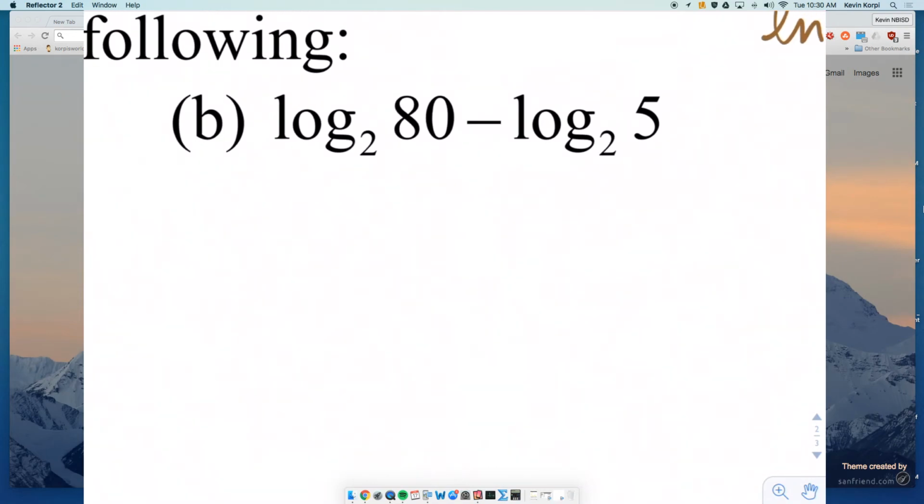All right, this one here, log base 2 of 80 minus log base 2 of 5, kind of the same idea. I think the easiest thing to do is to condense it first. So they're both ones and negative ones in front. So I'll pull the log base 2 out front.